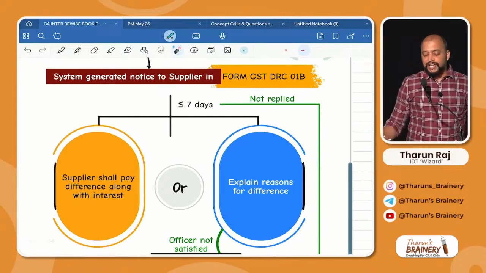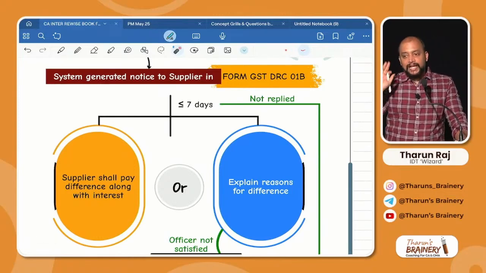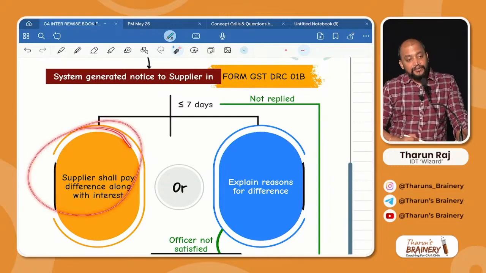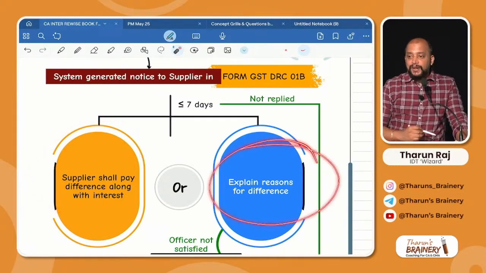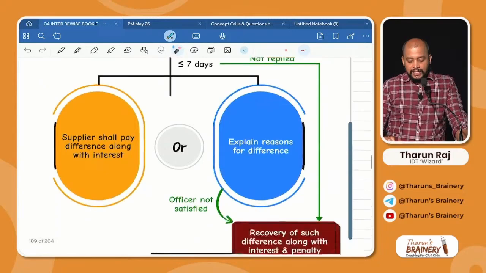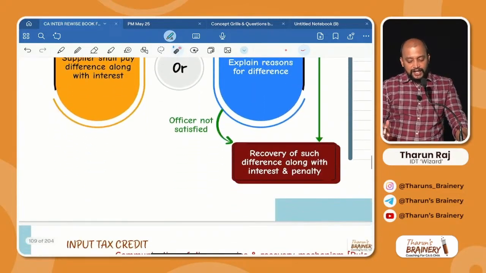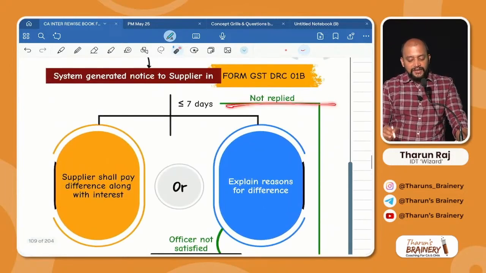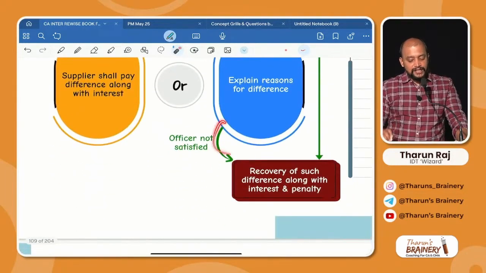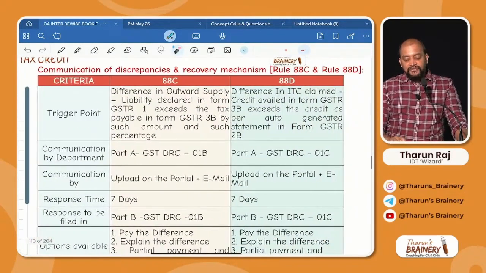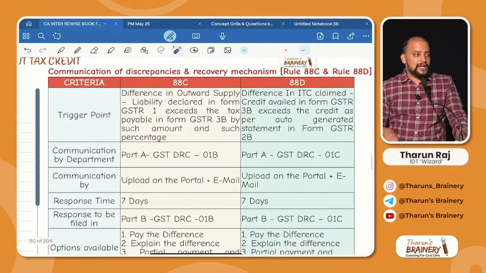Now within 7 days, what do they need to do? Same as Rule 88D. Either pay the difference along with interest or explain the reasons for the difference. Suppose they have not explained or the officer is not satisfied, what will they do? Not replied within 7 days, or replied but the officer not satisfied, what will be done? Recovery of such difference along with interest and penalty. Got it? That is what I have given as the difference between Rule 88C and Rule 88D.